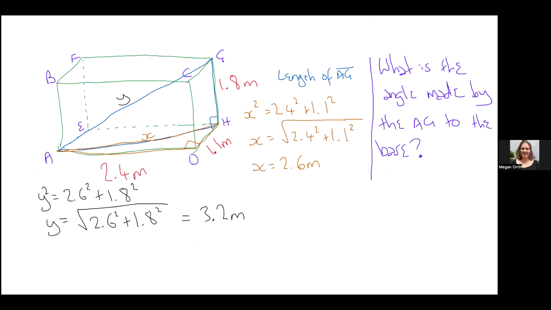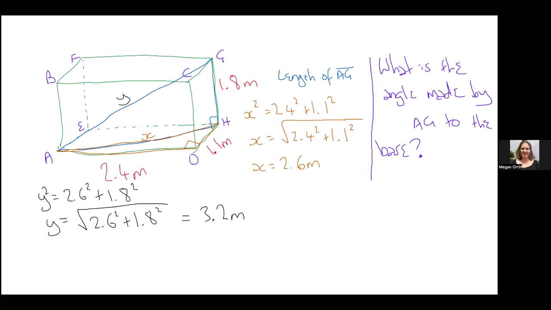I want everyone just to think in their heads for a second, which angle are you being asked to find? So have a think. I'm going to draw it in a second. I want you to see if you can pick which angle you are actually being asked to find. Everybody should be looking at the board. Which angle am I asking you to find? What is the angle made by AG to the base?